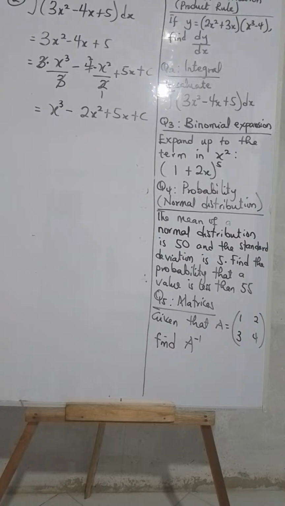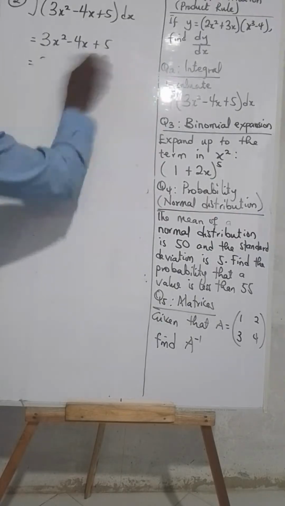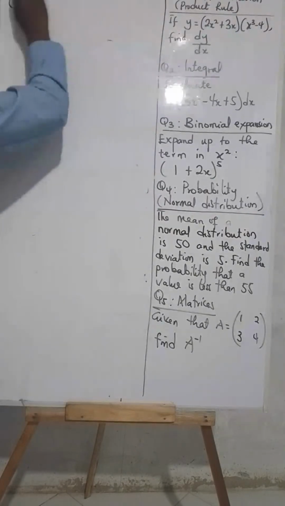So our next question is the binomial expansion. They are saying expand up to the term in x squared. So we are not going to expand fully, just up to x exponent 2, that's the third term. So that is where we want to look.